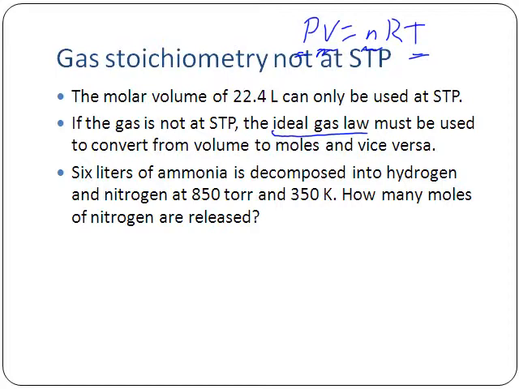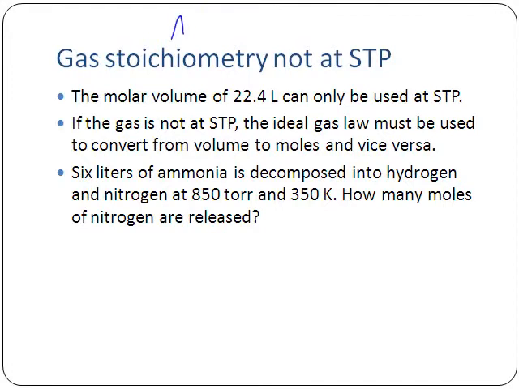So in this case right here, we start off with a case where we say 6 liters of ammonia is decomposed into hydrogen and nitrogen at 850 torr and 350 Kelvin. How many moles of nitrogen are released? And so first step on these is it's still a stoichiometry problem, so we still got to balance out our chemical equation here. And so in this case, we have a decomposition reaction of ammonia.